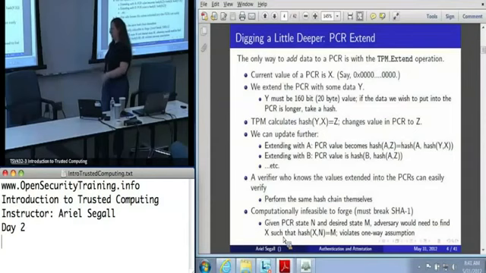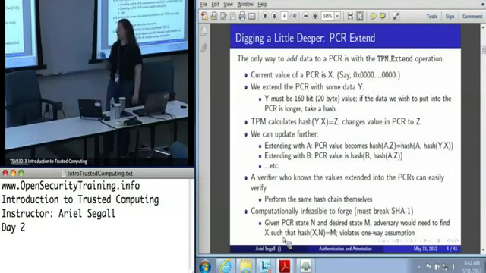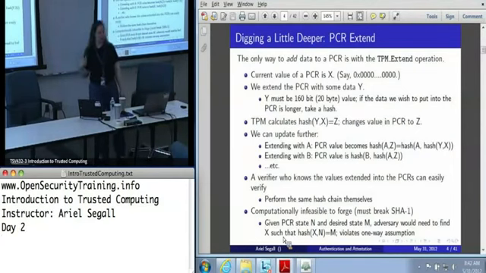So now I can extend it again, and now I've got the hash of A and the hash of Y and X. I can extend it again, get the hash of B and the hash of A and Y and X. So this is called a hash chain, where a verifier who knows A and B and X and Y and the order in which they were extended, this is important, can pretty easily just run a series of SHA-1 hashes and check to make sure it's correct.